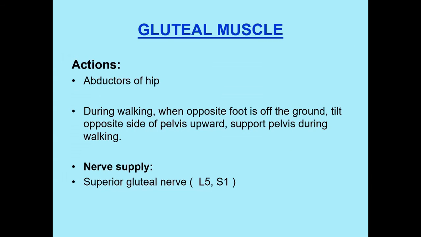Actions of the gluteal muscles: they are abductors of the hip during walking. When the opposite foot is off the ground, they tilt the opposite side of the pelvis upward and support the pelvis during walking. Nerve supply of the muscles is from the superior gluteal nerve, that is L5, S1.